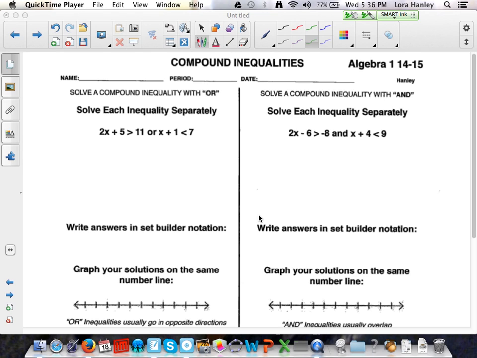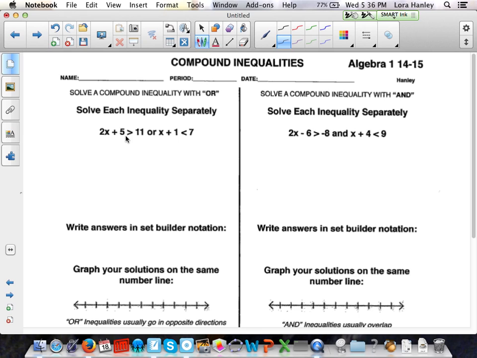We have 2x plus 5, and I'm actually going to change this to be less than 11, or we have x plus 1 is less than 7. So there are two situations. Oh, sorry, greater than 7. I have everything backwards. So 2x plus 5 is less than 11, or x plus 1 is greater than 7. Whenever you have two separate inequalities with the word or, you know it's an or inequality. And inequalities can sometimes be combined.